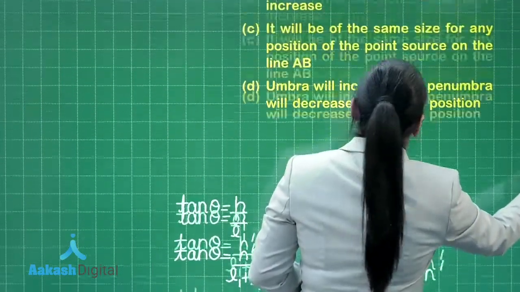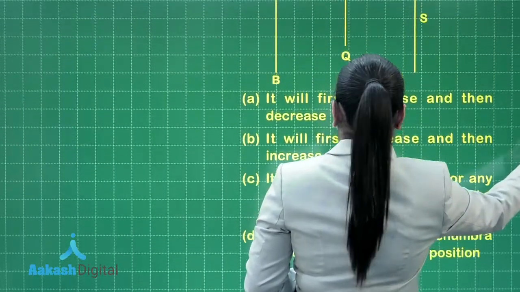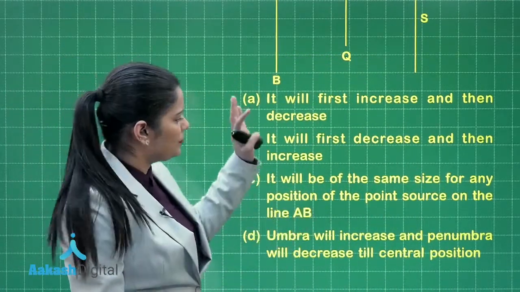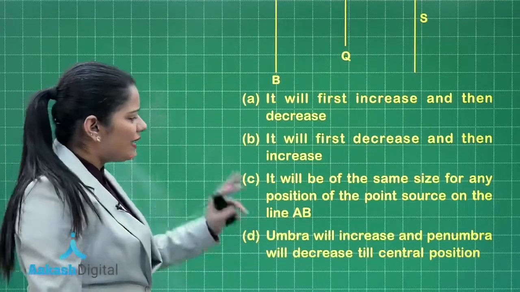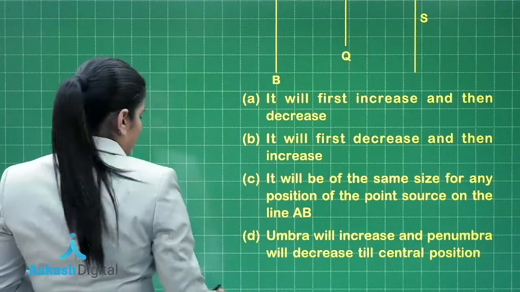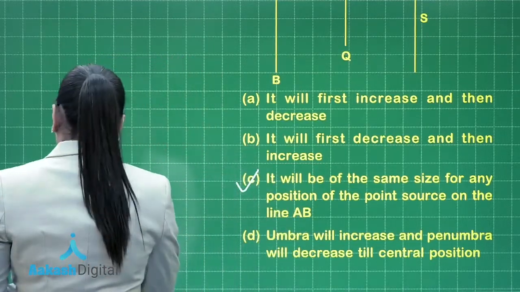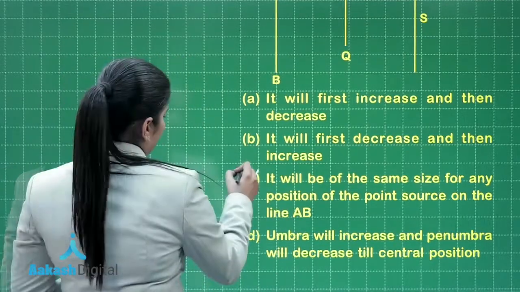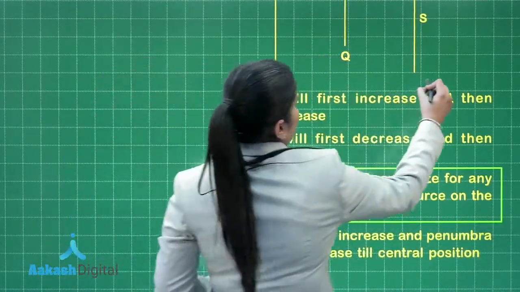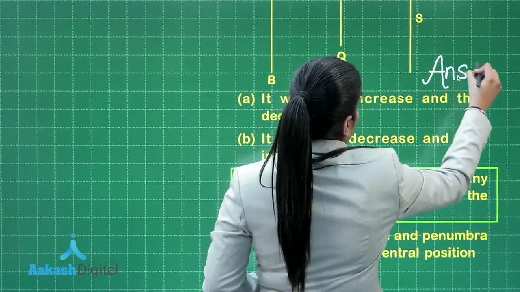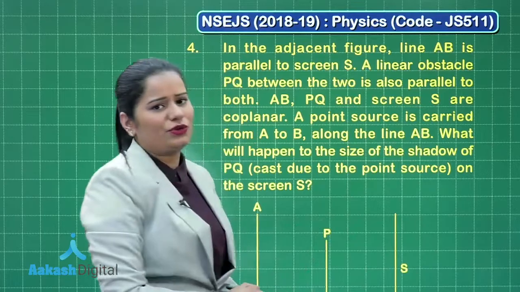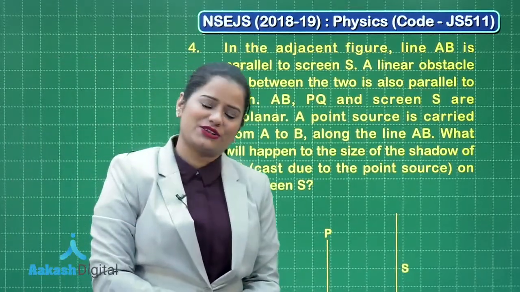So if you have a look at the options, here you can see that option C is the correct option, which says it will be of the same size for any position of the point source on the line AB. So I can mark this to be the correct option. Let's put it into a separate box also, and write here that the answer to this question is option C. I hope this question is very clear to you. Now let's quickly move on to the solution for the next question.